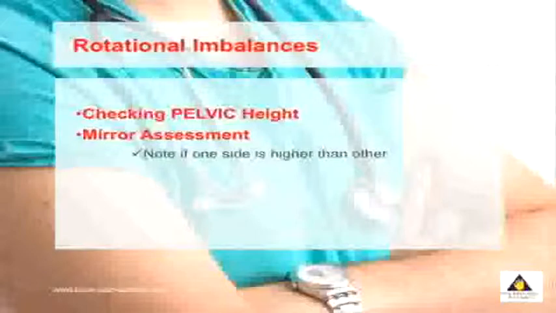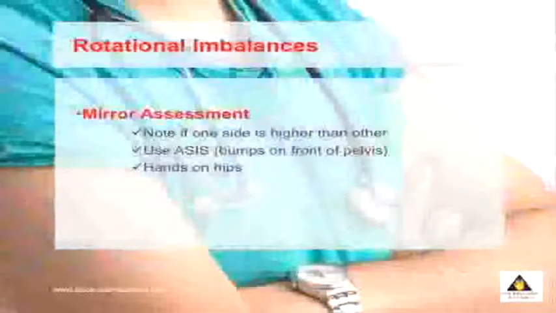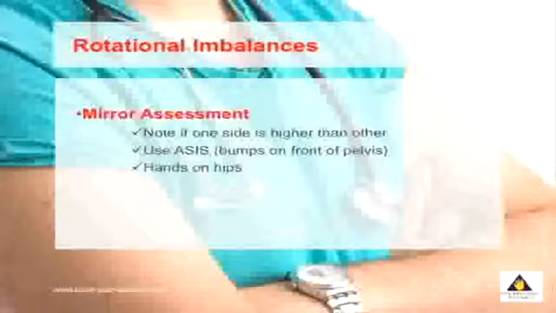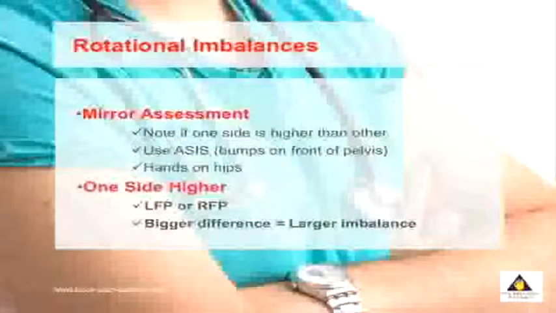Now the first test is very simple. All you're doing is looking at your pelvic height. So all you do is look in a mirror and note if one side of your pelvis is higher than the other. Now, there are two landmarks that you can use. The first is what's called the ASIS, which are the bumps on the front of your pelvis, or alternately, you can just place your hands on top of your hips. Now, what you'll note is that one side of your pelvis is higher than the other, and this creates what's called a rotational imbalance. If your left side is higher, you have what's called an LFP, and if you have the right side higher, you have an RFP.